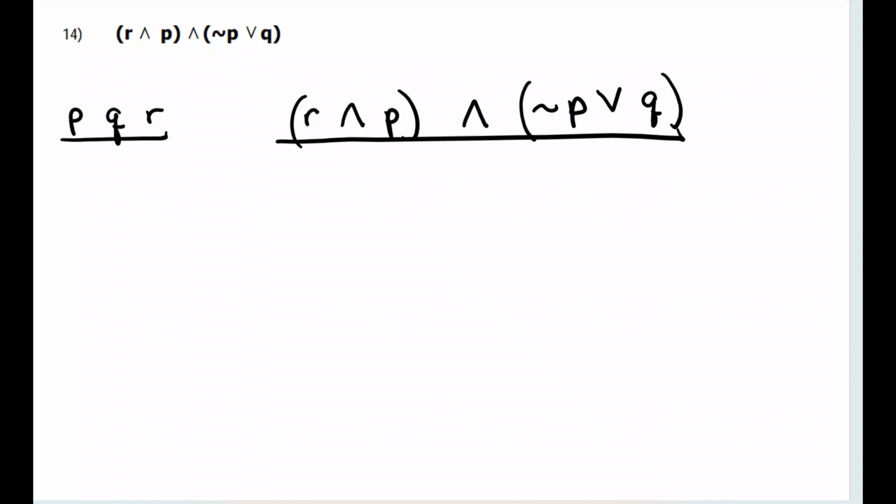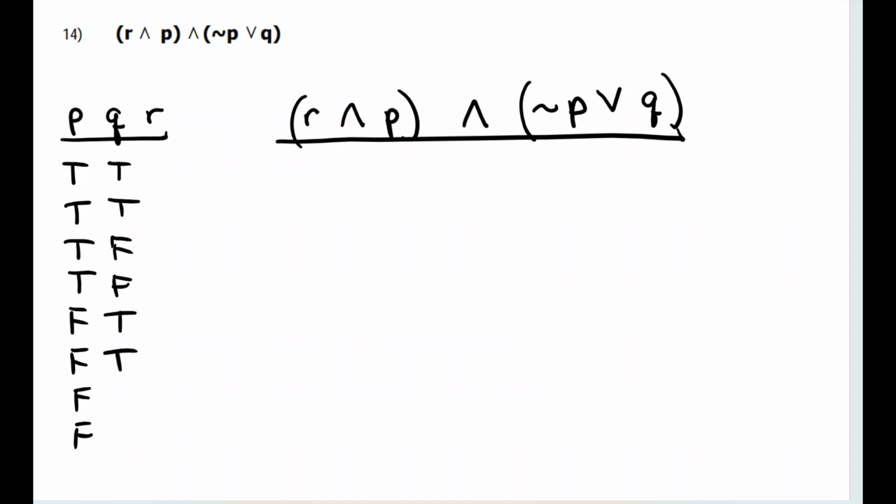Now, the pattern for P, Q, and R, when you have three of them, starting with P, it's going to be 4 T's and then 4 F's. And then on Q, it's 2 T's, 2 F's, 2 T's, 2 F's. And then for R, it alternates: TF, TF, TF, TF. And I do like to use color for this so you can see it.